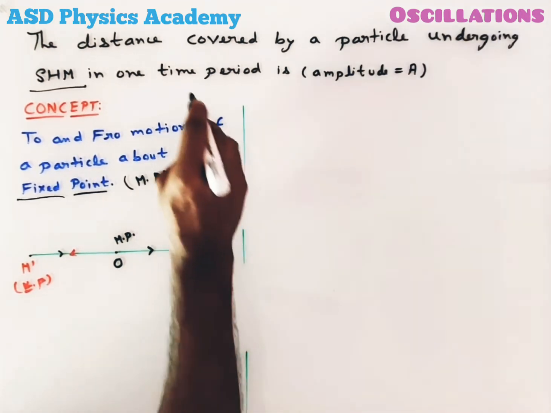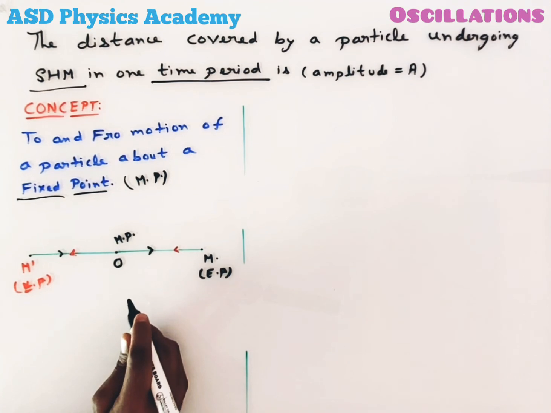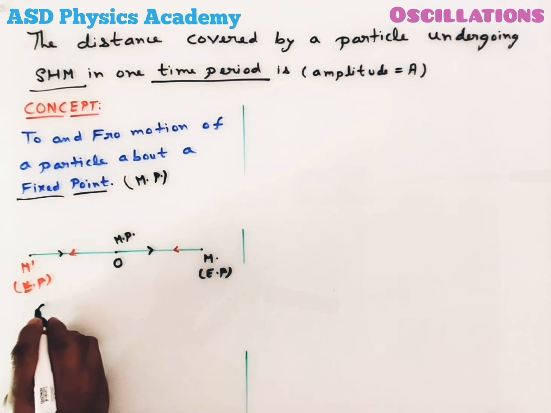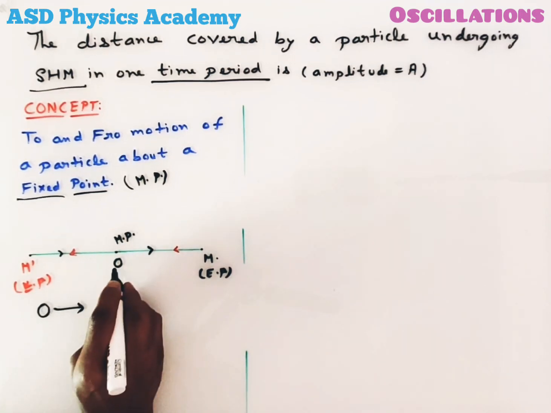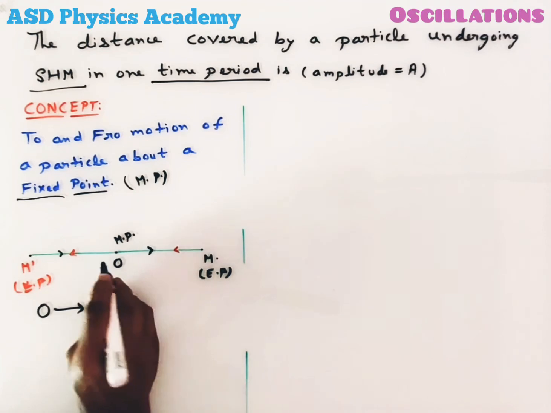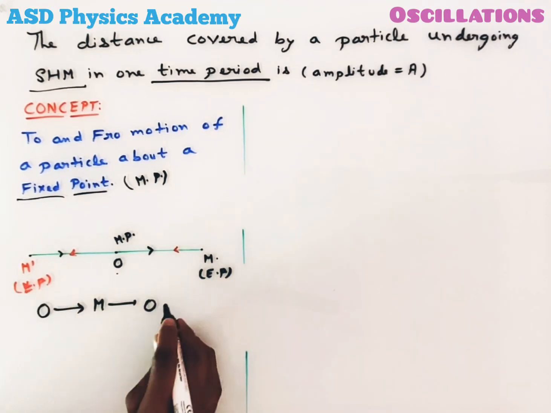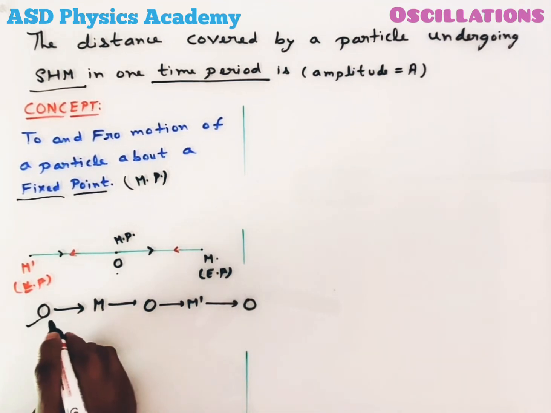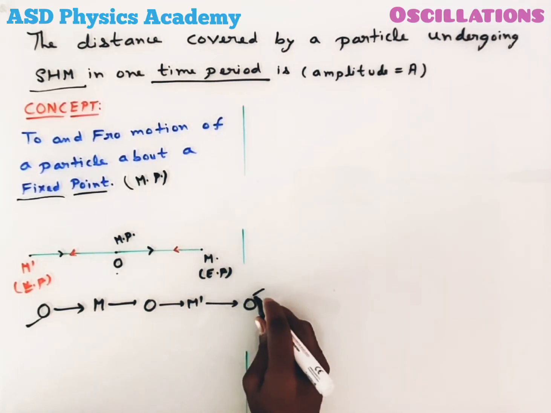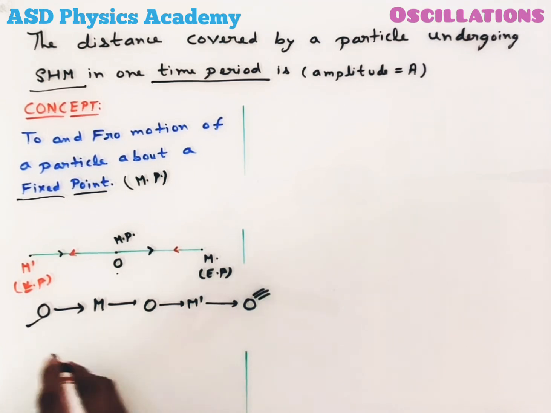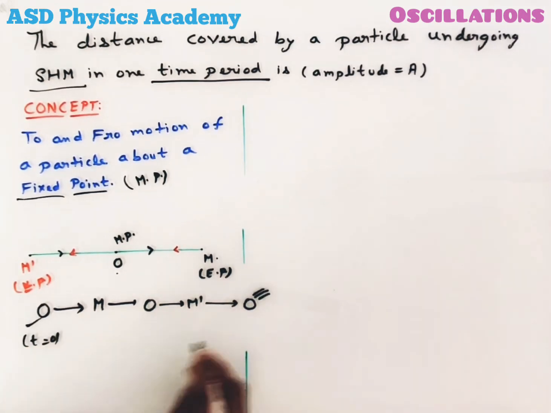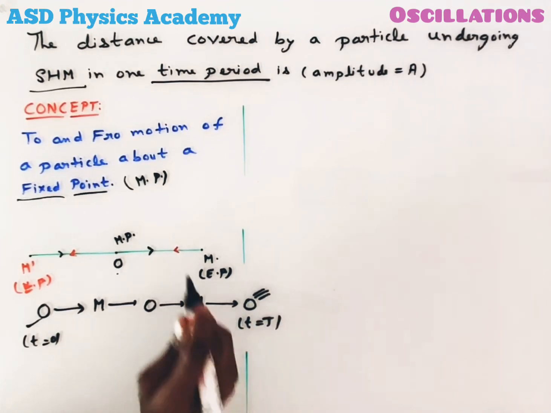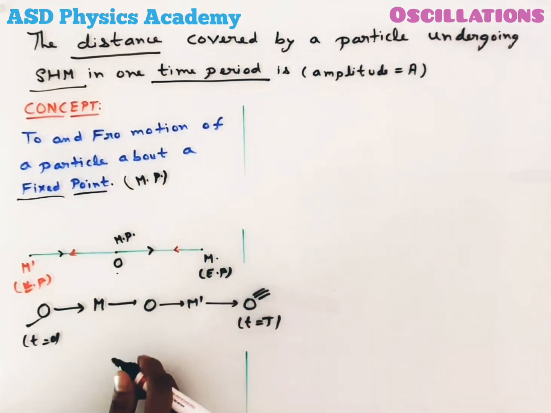Here the time period is defined as the time taken by the particle to repeat its path, to repeat its motion. That means here we have taken the particle starting from point O, moving O to M, then again M to O, then O to M dash, and again M dash to O. That means the particle started its motion from point O and again it reached point O. So the time taken from here t equal to 0, to here t equal to capital T is called one time period. And in the question we have to calculate the distance covered in one time period.